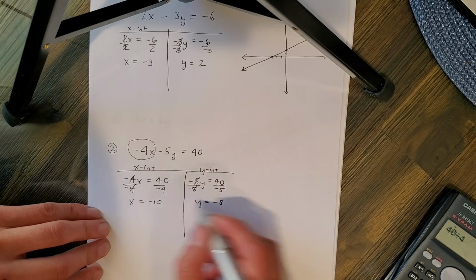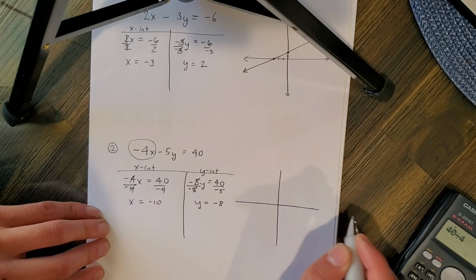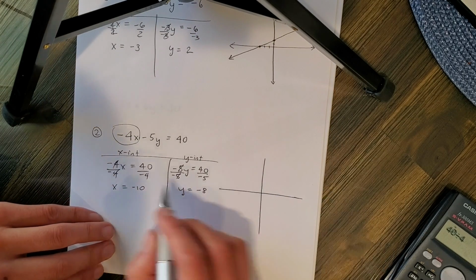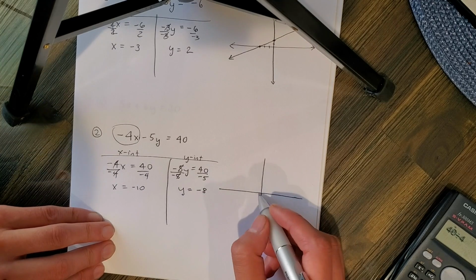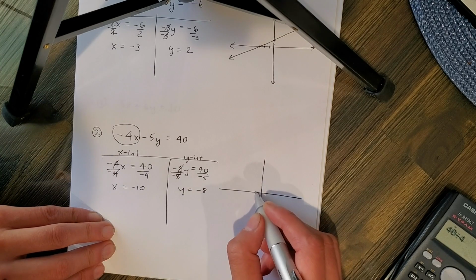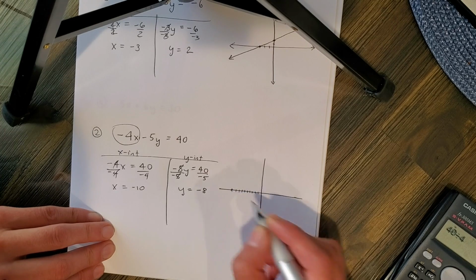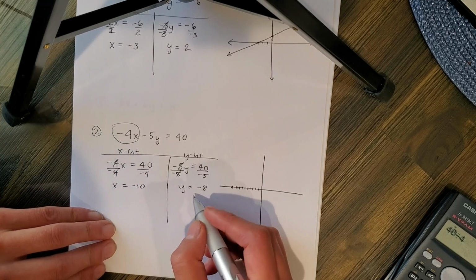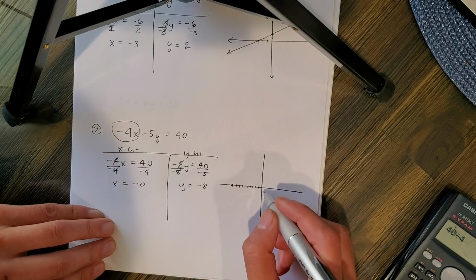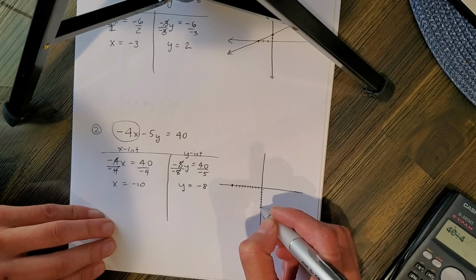Okay? So there I have my 2 intercepts. I'm going to go ahead and graph them on the side here. So on the x-axis, I need to go to negative 10. So I'm going to count by ones, right? 1, 2, 3, 4, 5, 6, 7, 8, 9, 10. There is negative 10 on the x-axis. Now on the y-axis, I need to go to negative 8. So I'm going to go 1, 2, 3, 4, 5, 6, 7, 8, and stop there.